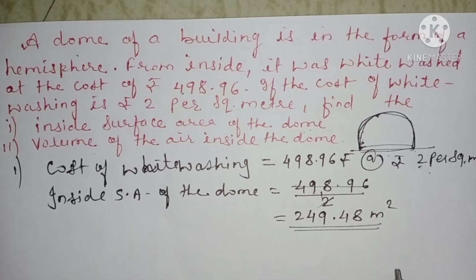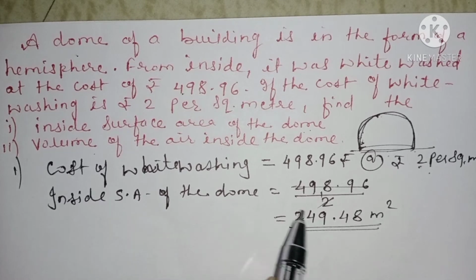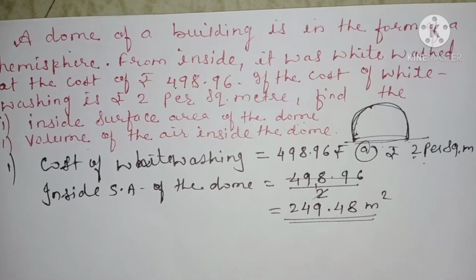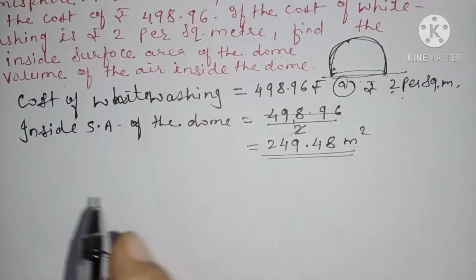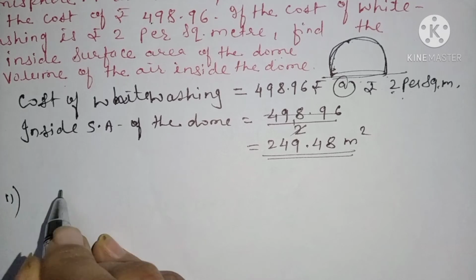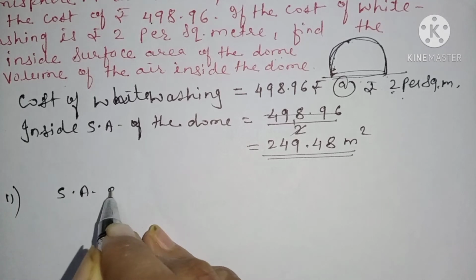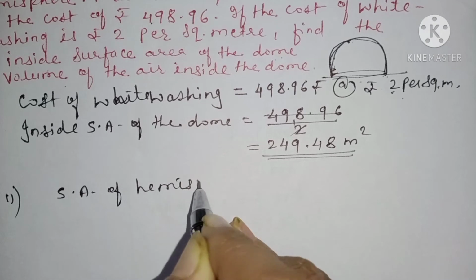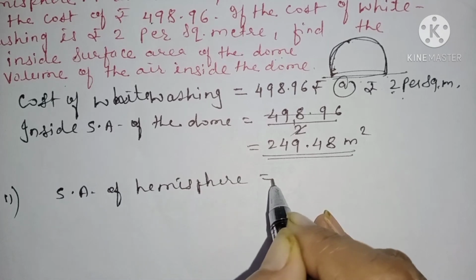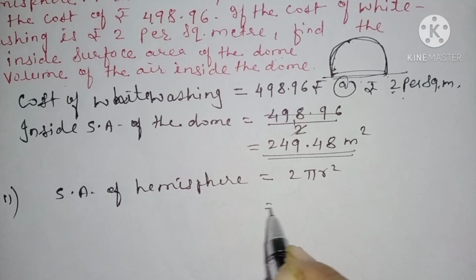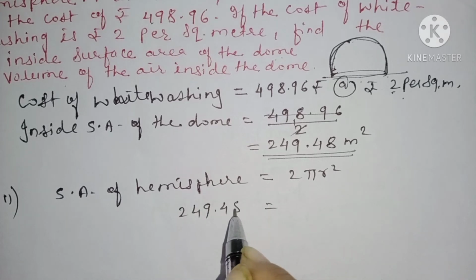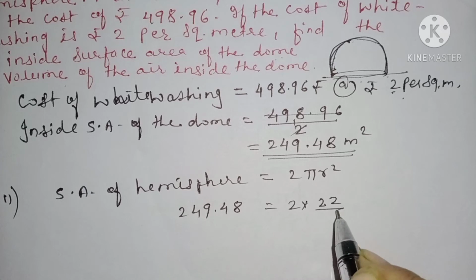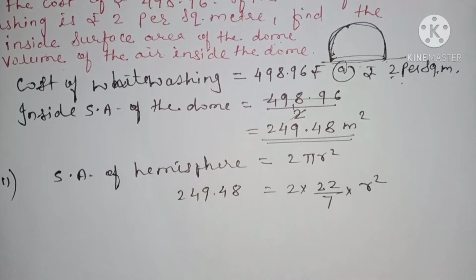Volume. We need to find the volume of the hemisphere. So what is the formula? Volume of hemisphere is 2 by 3 pi r cube, which means the radius is needed, which is not given. But we know the inside surface area of the hemisphere. So by applying that formula, like in the previous question, we can get the radius, right? Now, the surface area of a hemisphere. What is the formula? It is 2 pi r square. Now 249.48 is equal to 2 into the value of pi, 22 by 7, into r square.